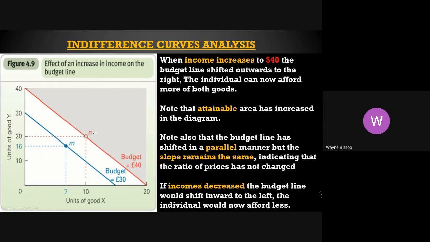But if incomes were to fall, let's say go back from 40 to 30, then it will shift downwards to the left. Notice that when it shifts to the right, the area that we can afford has gotten bigger. When it shifts to the left, it means the area we can afford gets smaller. So the income increasing and decreasing is also represented by the size or the area of the triangle that we're looking at as well, that represents our budget.